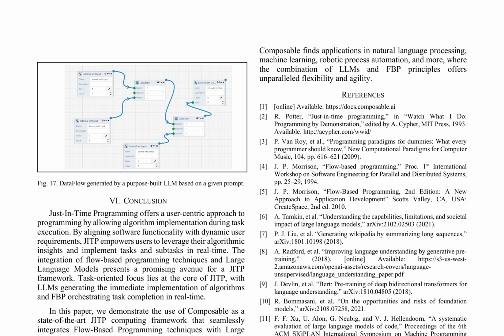Just-in-time programming, JITP, is a user-centric approach that enables algorithm implementation during task execution, empowering users to leverage their algorithmic insights in real time. By integrating flow-based programming techniques with large language models, JITP facilitates the expression of algorithmic insights, automation of tasks, and rapid prototyping of software solutions. The Composable JITP platform is a state-of-the-art framework that seamlessly integrates these principles, demonstrating versatility across various domains.